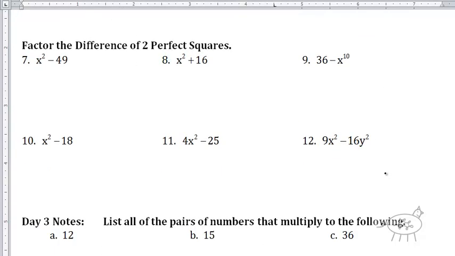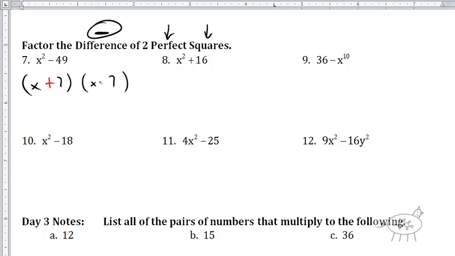The next part was difference of two squares. How do you recognize difference of two squares? First of all, make sure you have a minus sign, and everything has to be a perfect square. That is important. You have 2 perfect squares. So for the first one, x squared is a perfect square and 49 is. The square root of x squared is x and x. The square root of 49 is 7 and 7. And remember, guys, it's always plus and minus for difference of two squares. Very, very important.